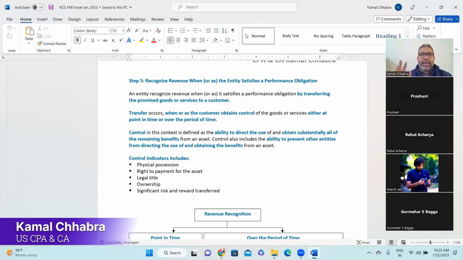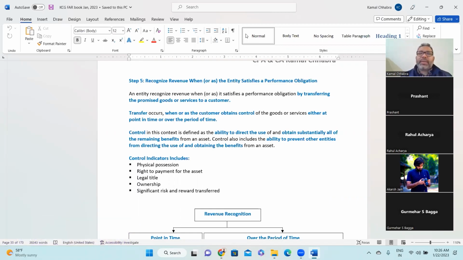Even though it's still lying in the dealer's office or maybe the dealer's warehouse, the dealer cannot use this car to showcase to any other person, or use this car for any of his or her personal purpose, because you have already paid and only the delivery is pending, right? So here you have the right to prevent other entities from directing the use and obtaining the benefit of the respective asset. In that situation, it is considered that you have the control, and the control has been transferred from the dealer to you. Now, what are the control indicators?